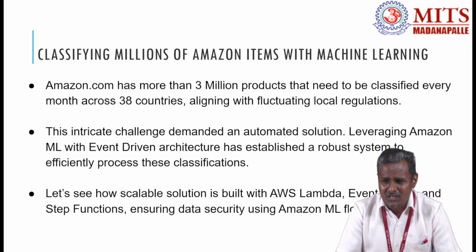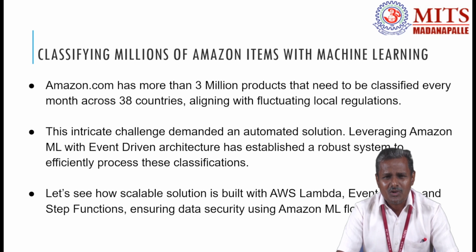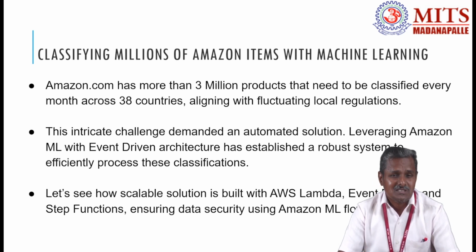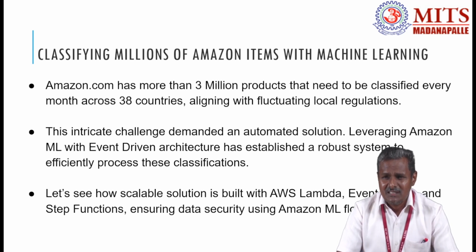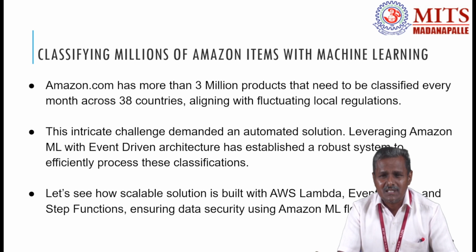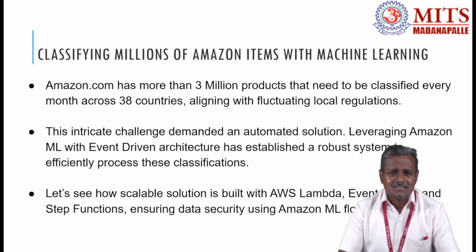Amazon is a famous e-commerce site. It has millions of products, more than 3 million products over 38 countries. They have a business. So in that, what is the problem? How to classify the products. Because we have kitchen products, clothing, sports products, and groceries. There are millions of products.